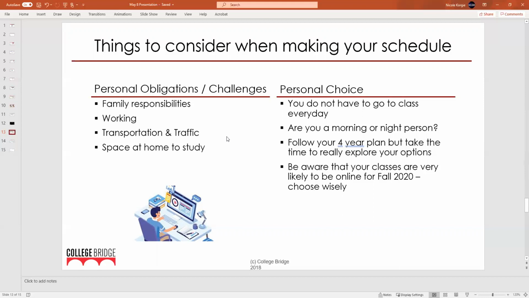You're used to going to school every day. These last few months have been different, but in normal circumstances, you get up and you're at school every day, from 8 to 3 or whatever your schedule is. You can mix that up now.